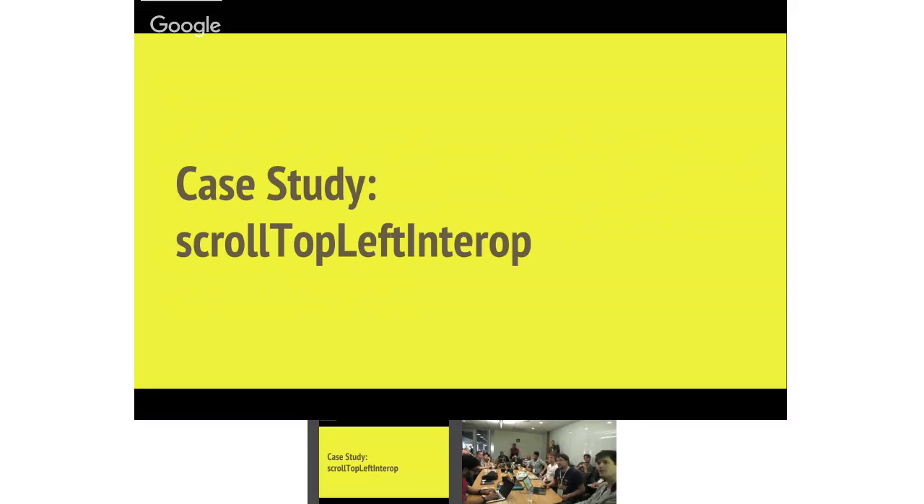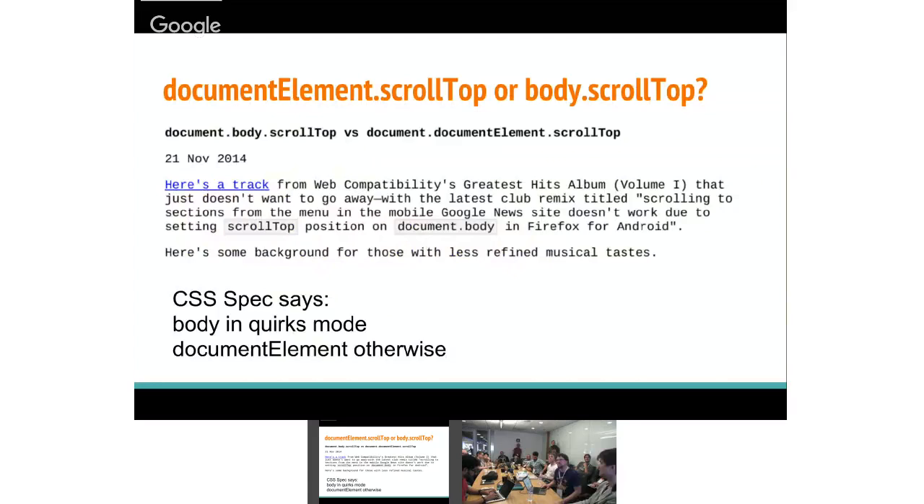All right, here's a kind of more complicated one. Mike described it well as Web Compatibility's Greatest Hits Album Volume 1. Elements have a scroll top and scroll left property that sets or gets their scroll position. And so the question is, what element gets and sets the scroll position for the viewport, for the main document? And the CSS spec is a little bit complicated, but it's clear that if you're currently in CSS Quirks mode, then the body element controls that.